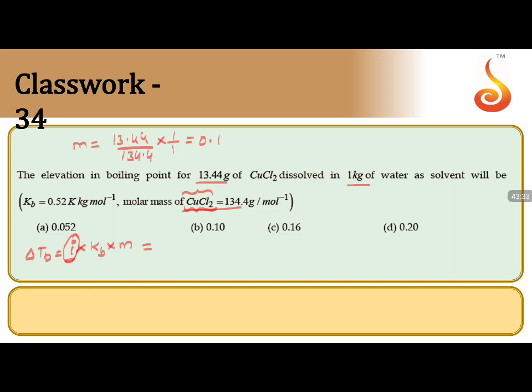So this i: CuCl2 will split into Cu2 plus and 2Cl minus. So how many particles is it splitting into? 3 particles. So 3 into Kb, 0.52, into 0.1. Approximately 3 into 0.5 is 1.5, so close to 0.15. The option is C, which is close to that. So the answer will be option C. That's it. Very easy questions. Any question you solve does not take much more time than this. Just observe the formula, when I'm using i and when I'm not using it. If you remember one logic, you can answer this question easily.